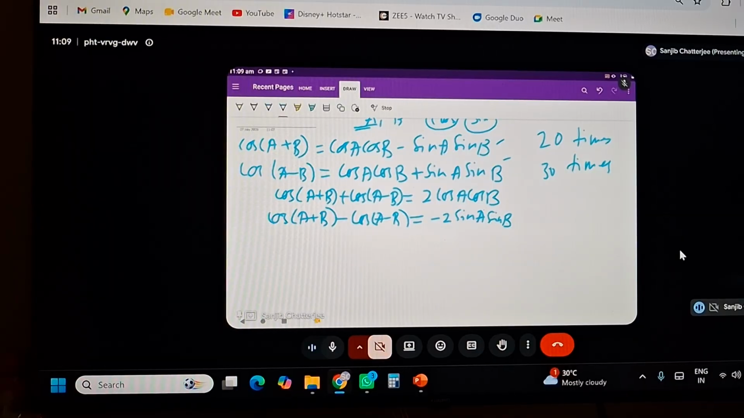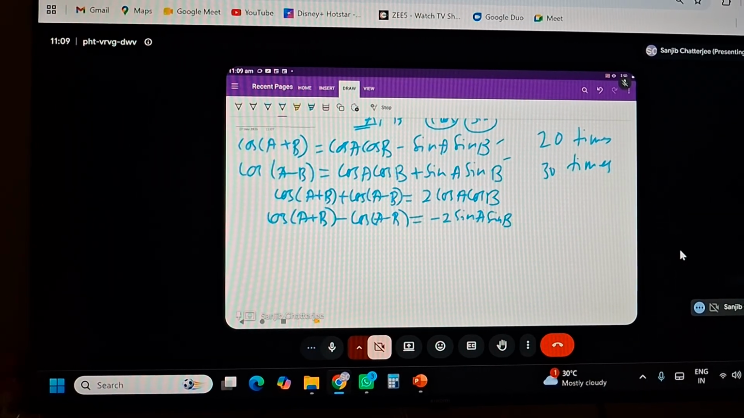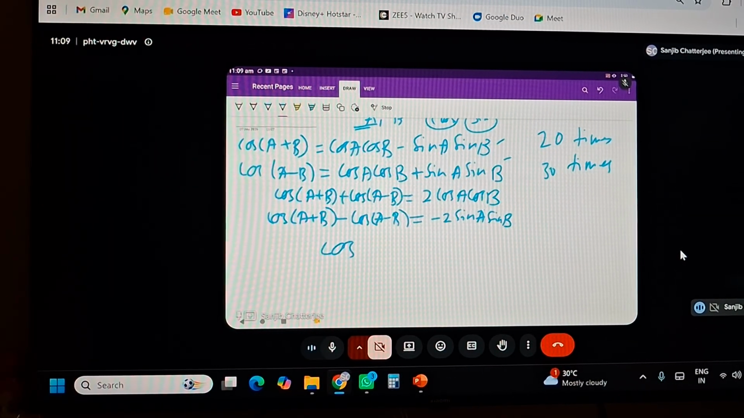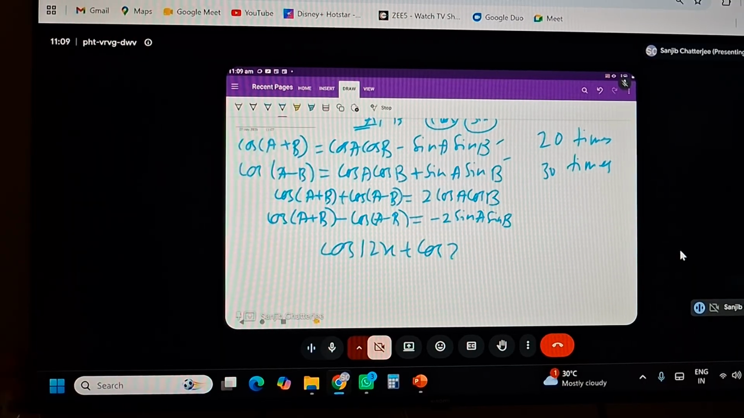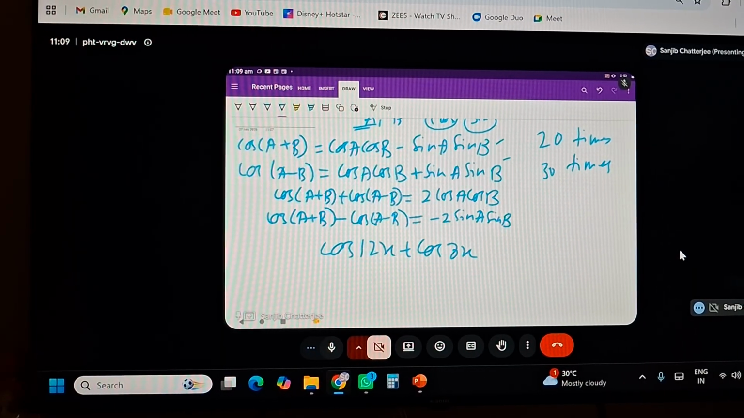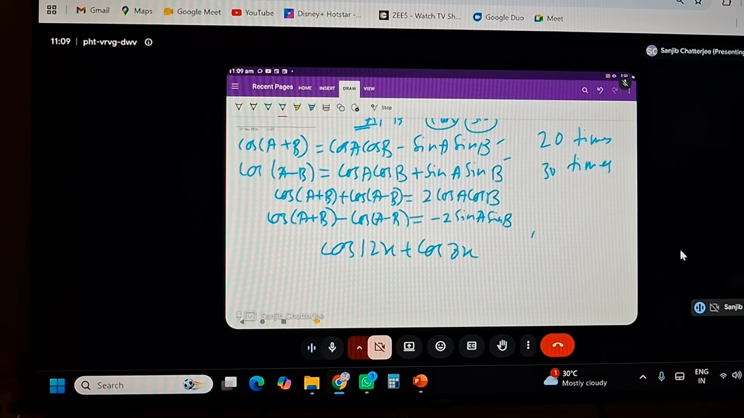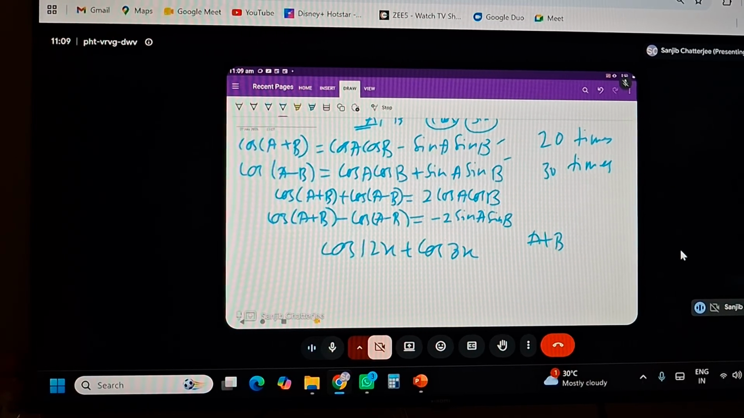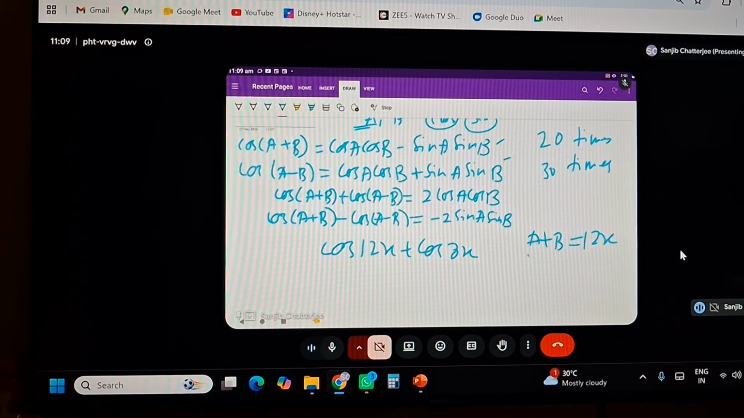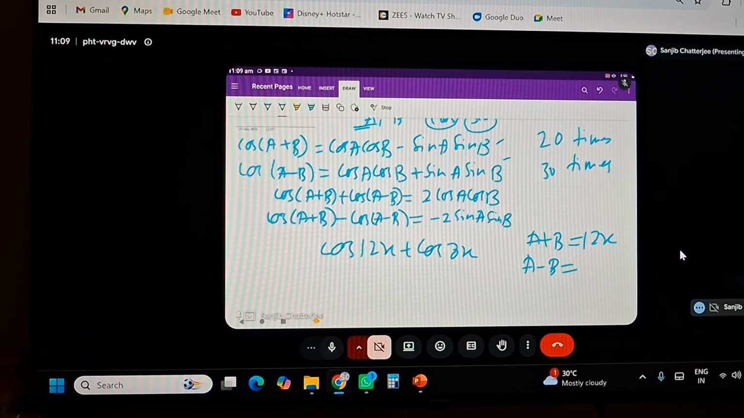Let me show you one thing. We have a question: cos 12x plus cos 8x. Now we have to make it a product form. As you know, here we will treat a + b = 12x and a - b = 8x, right?